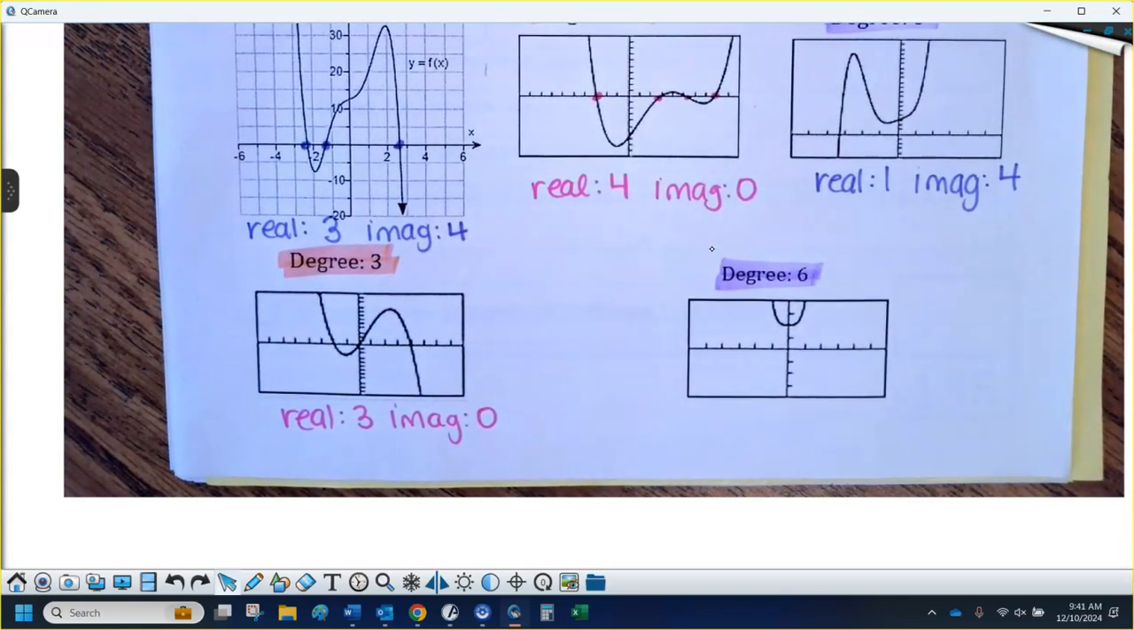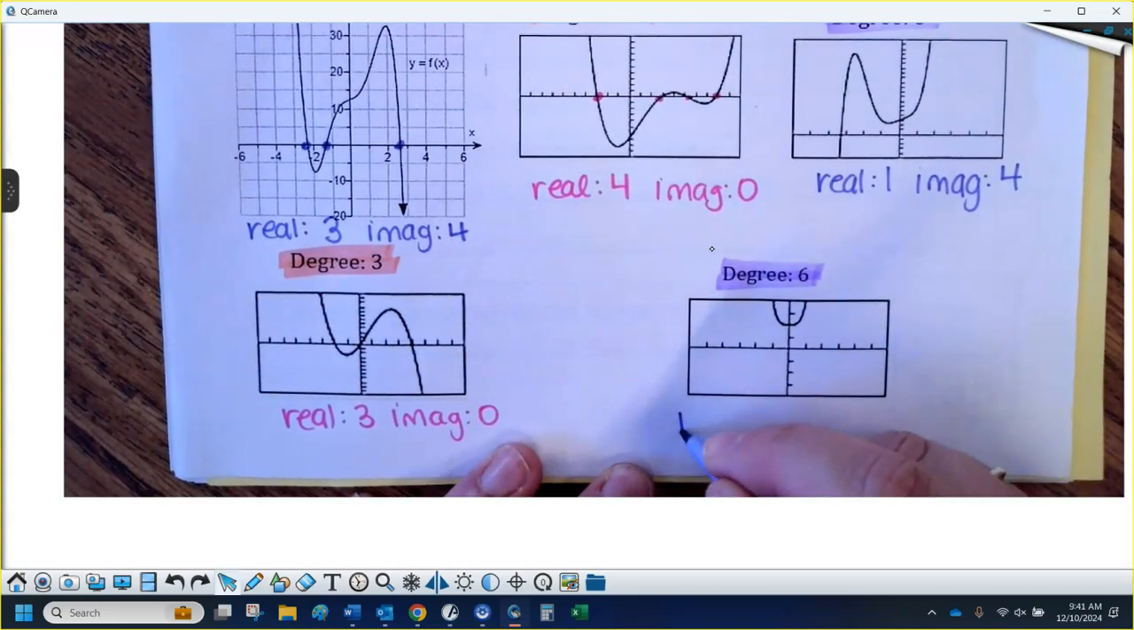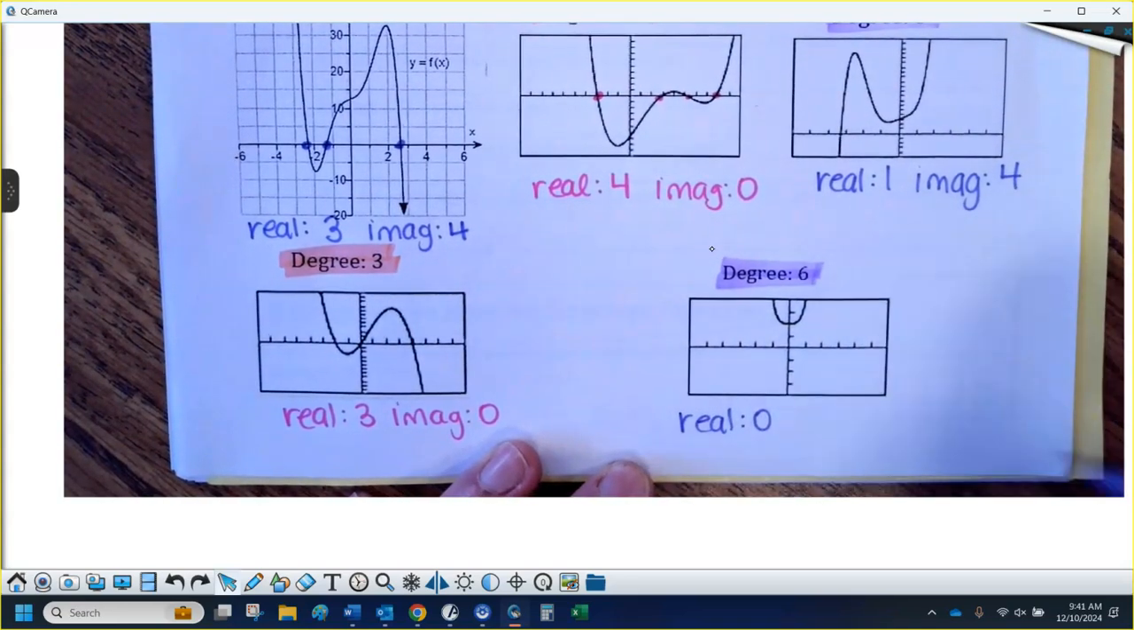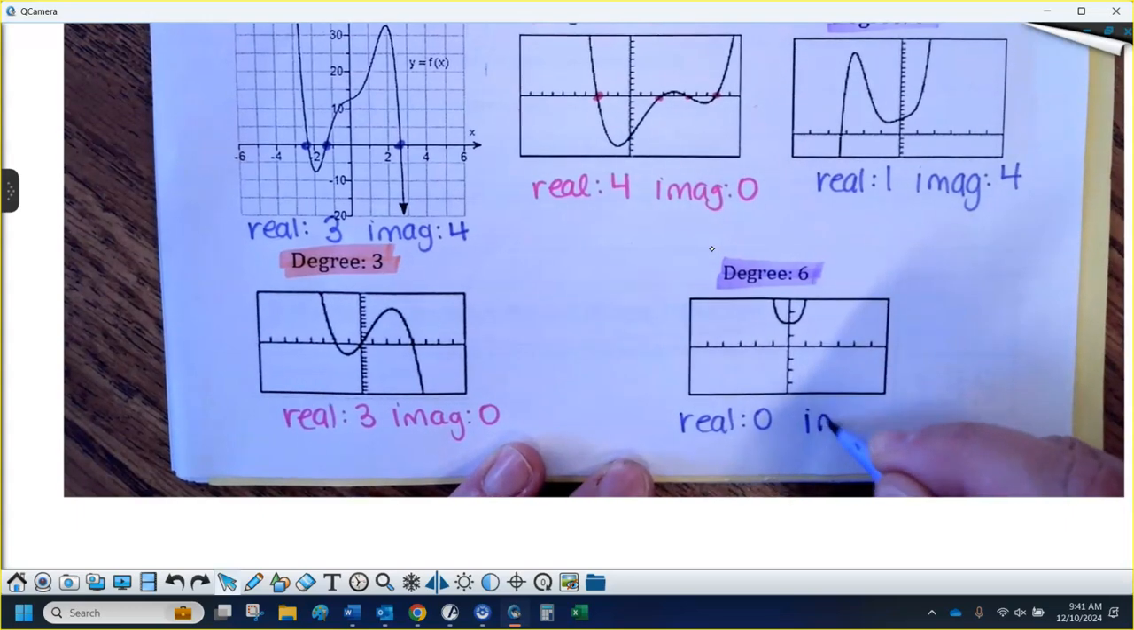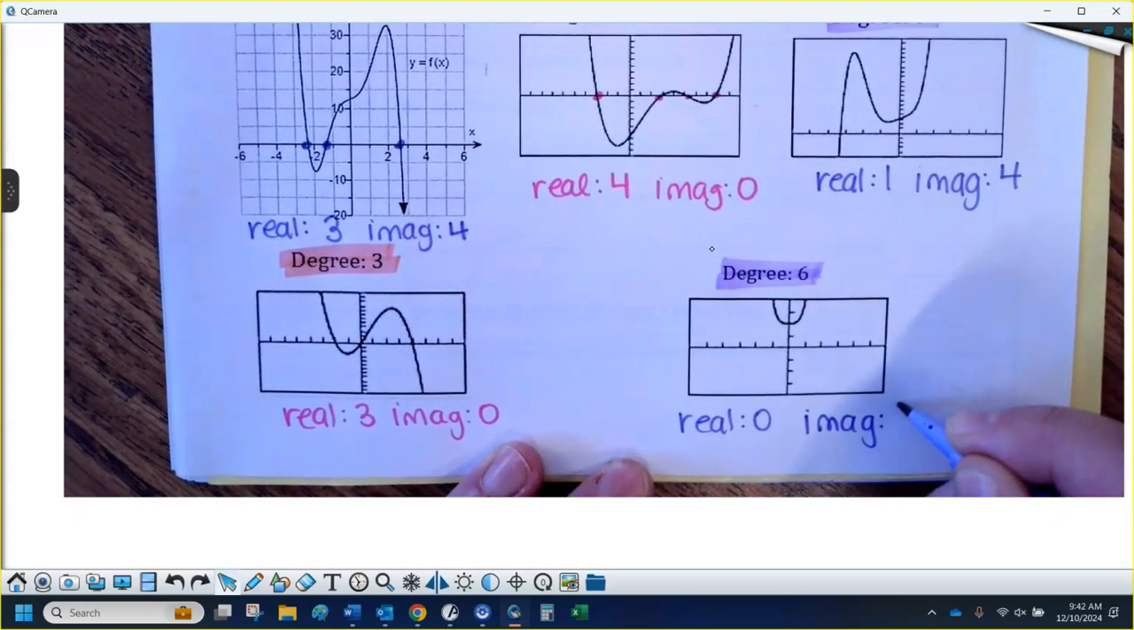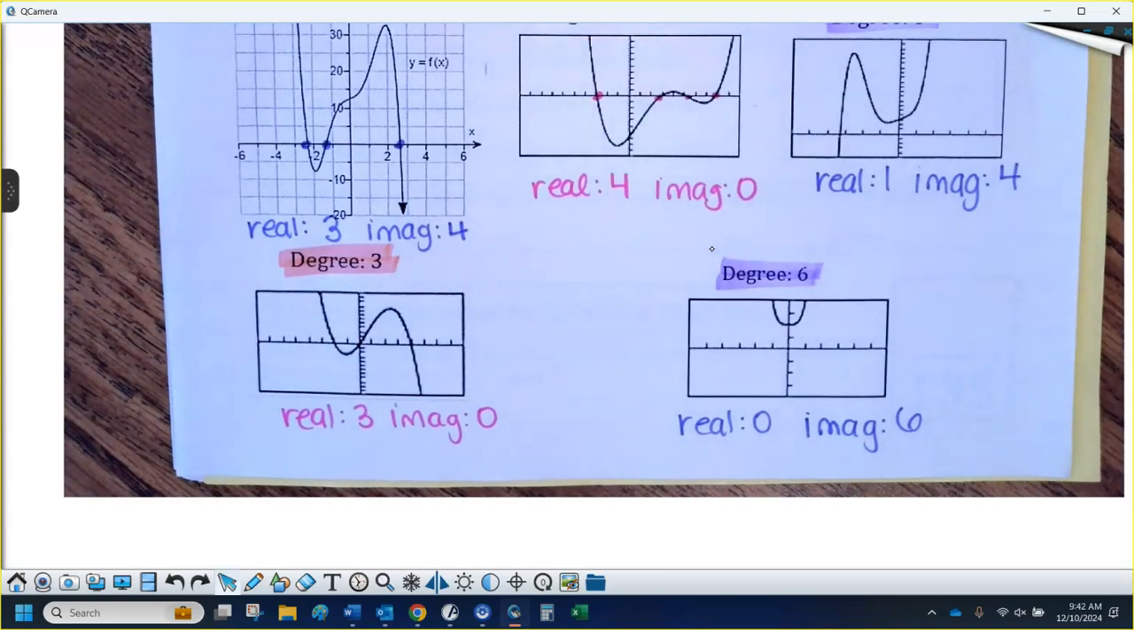That says it's a 6th degree. How many real solutions do you see on that graph? 0. Doesn't touch the x-axis. So there's no real solutions. So whatever that equation is, it's going to have 6 imaginary solutions. Is anybody having a question?